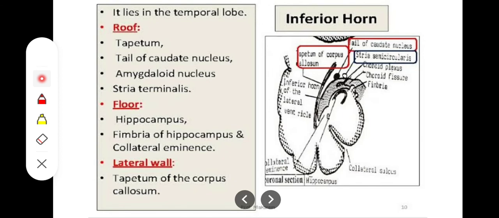Then we know that there is also an inferior horn extending into the temporal lobe of the brain, and that also has a floor and a roof. The lateral wall is not that important for it. So the roof is again formed by the tapetum, right? The tapetum, which we saw was forming the floor, roof, and lateral wall of the posterior horn, is the same one forming the roof of the inferior horn, right?